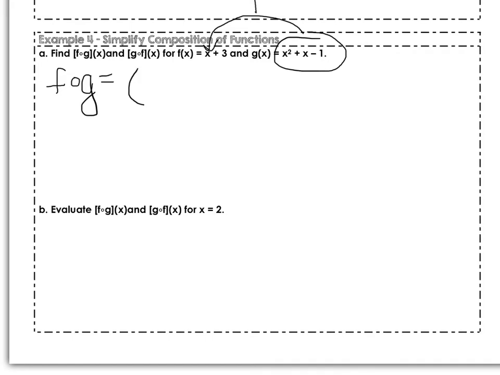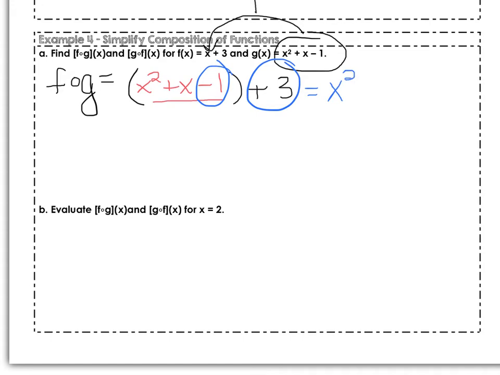So for function f, I like to do it like this. Give yourself a big set of parentheses whenever you see an x. Now I'm going to plug in function g here: x squared plus x minus 1. Now all I have to do is combine like terms, which is my negative 1 and my positive 3. So f composed of g is x squared plus x plus 2.